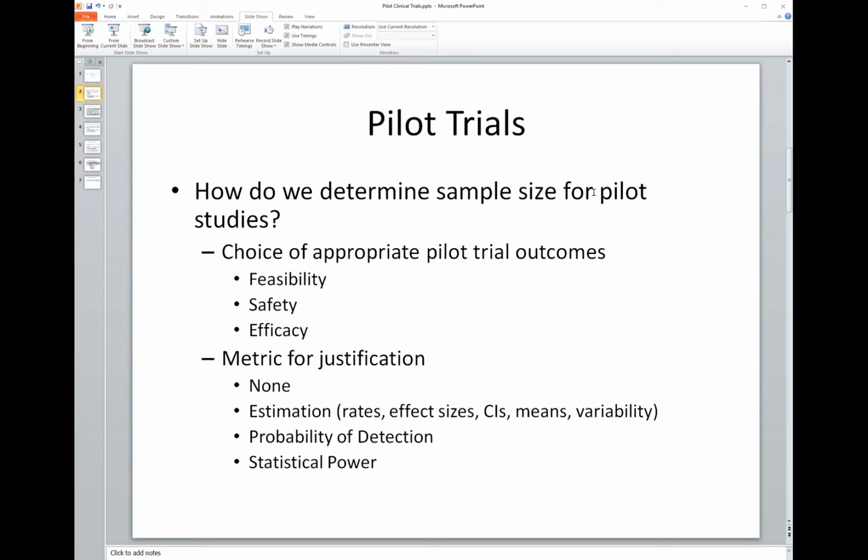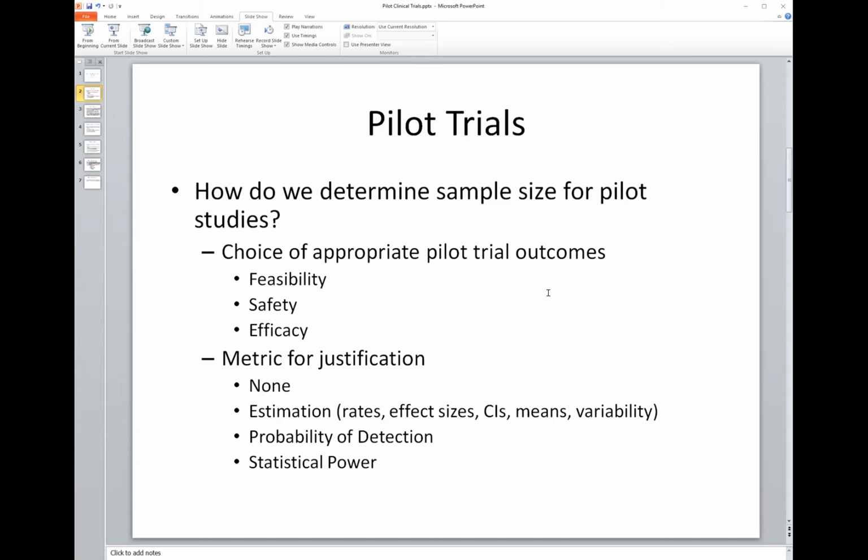One of the biggest questions we often get as a statistician is obviously what sample size should I use for my study? And this can be particularly hard with a pilot study. So the first question that a statistician will always ask for any trial design is what is the outcome? What is the primary outcome of the trial? What do you really want to learn with this trial?